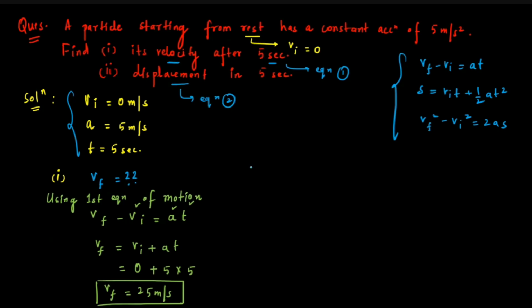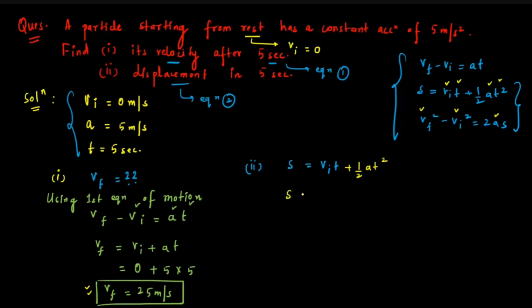Similarly, in the second part, we have to find the displacement. You can find it using any equation. If you use the second equation, we have V initial, we have acceleration, we have time. Similarly, from the third equation also, we have V final, we have V initial, we have acceleration. So we can use any of these equations, but I will use the second equation of motion.